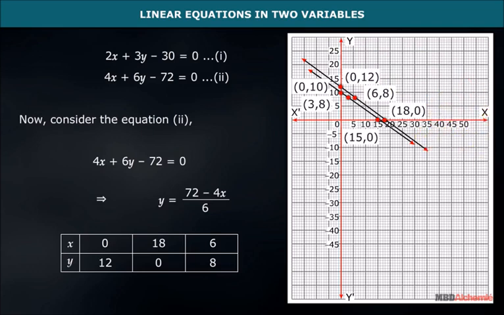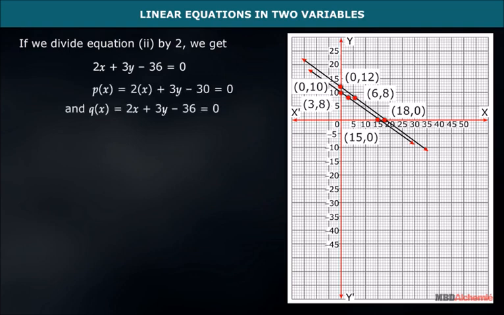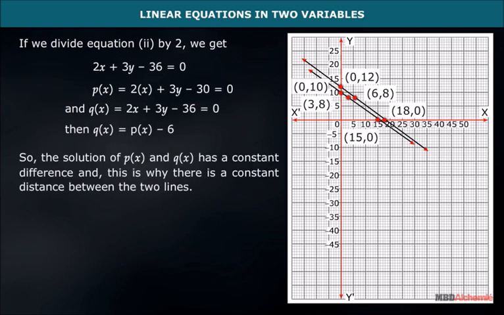Note that the line is parallel to the first line. To understand how this happens, note that if we divide the second equation by 2, we get this. So, if the first equation is px and second is qx, then qx is px minus 6. So, the solutions of px and qx always have a constant difference. And this is why there is a constant distance between the two lines.